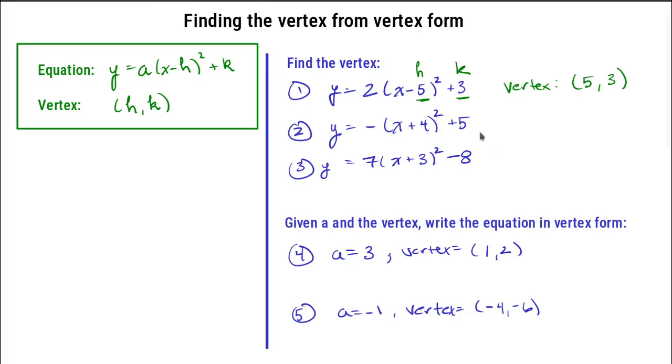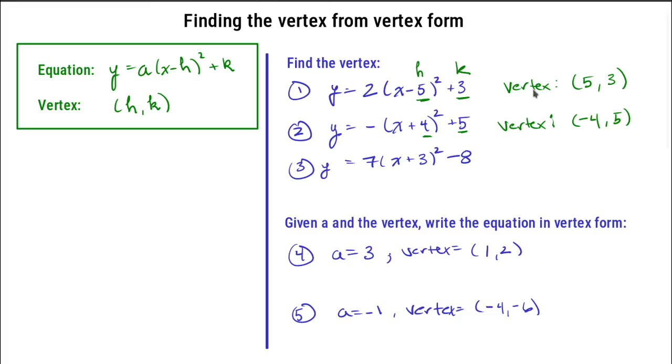All right? So if we do another one, so now we've got y equals minus x plus 4 squared plus 5. So here h is 4, or negative 4, because we got to flip the plus sign to a minus sign, and then positive 5 is the y coordinate. So negative 4, positive 5. That plus 4 becomes a minus 4. We flip the sign.